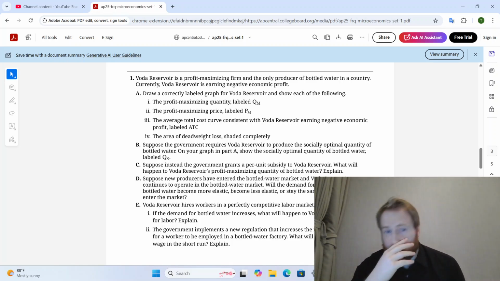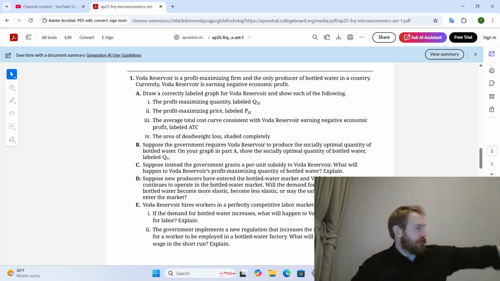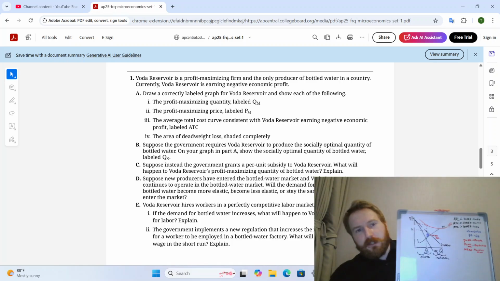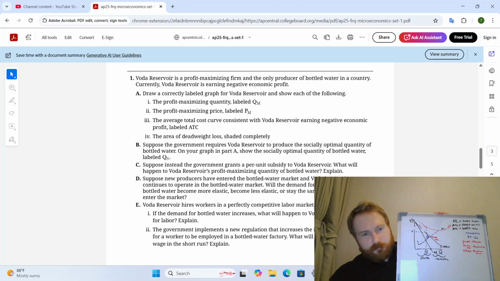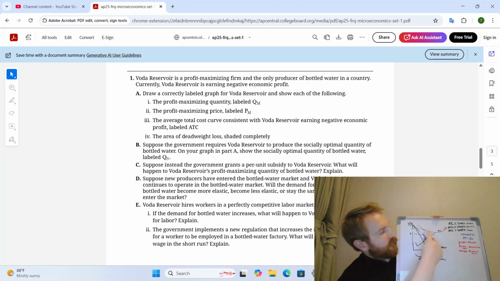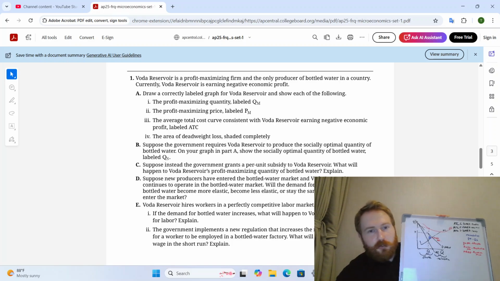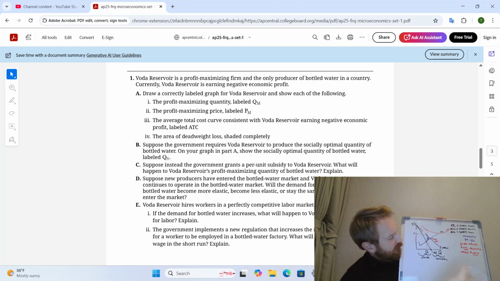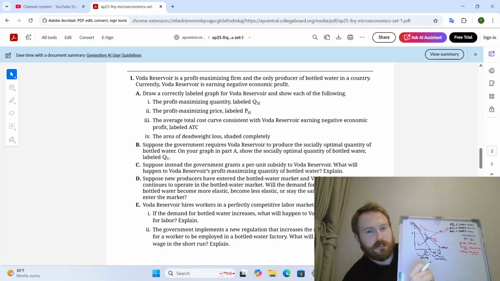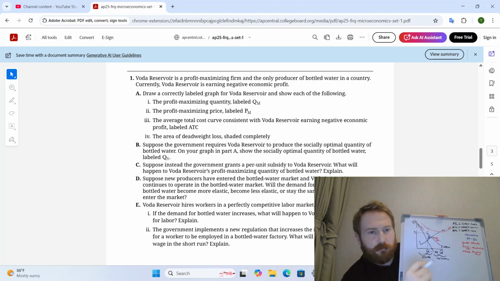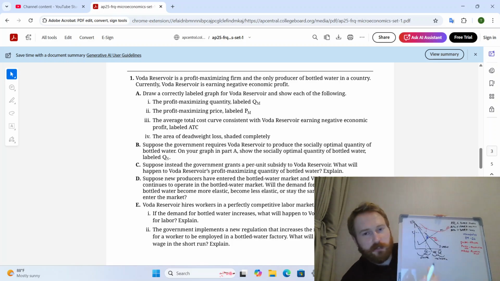So you are going to be drawing a graph that looks a little bit like this, right? You're going to be drawing a graph where the ATC is above. You need to label those points, right? It says profit maximizing quantity labeled QM. So we're going to have a QM down here. And then we need to label our profit maximizing price PM, right? Don't forget to label. And then you're going to have to be showing the correct location of ATC.